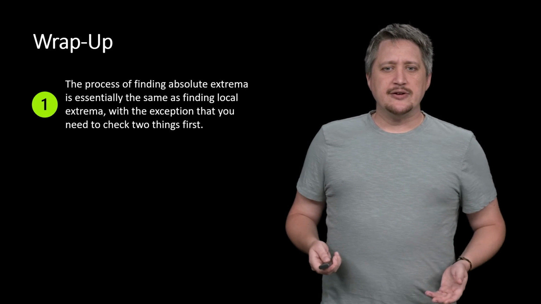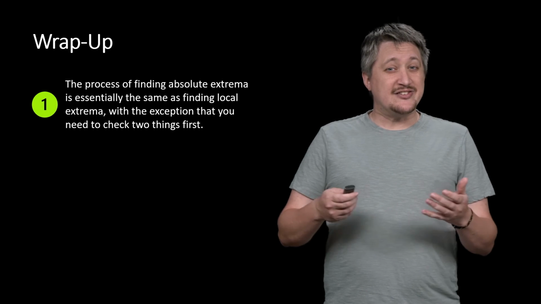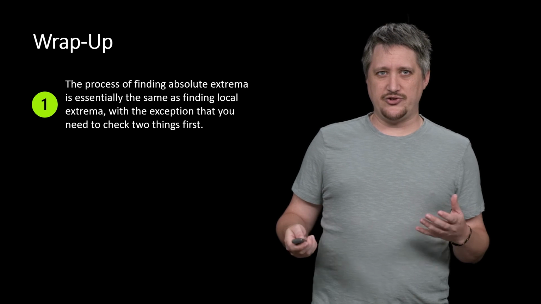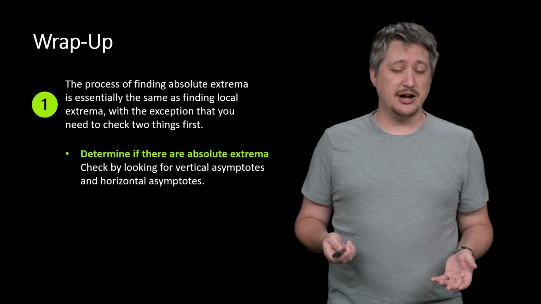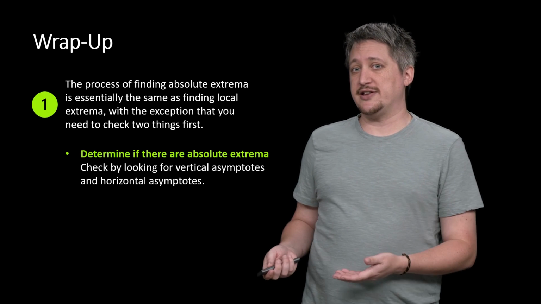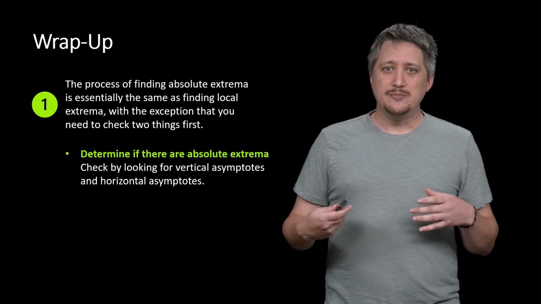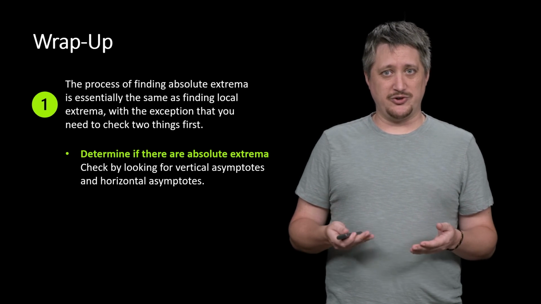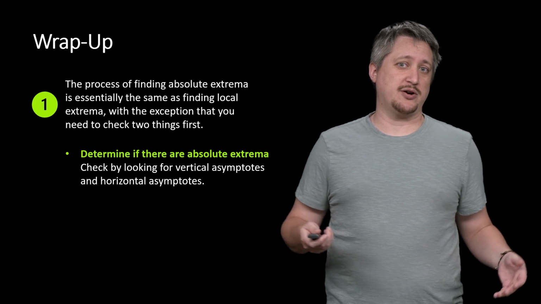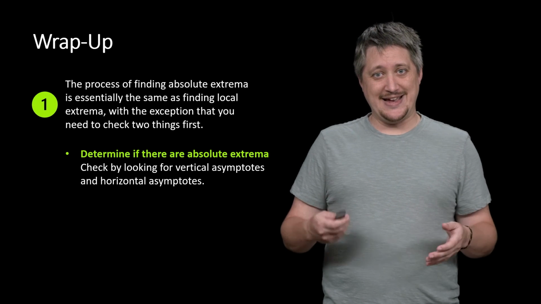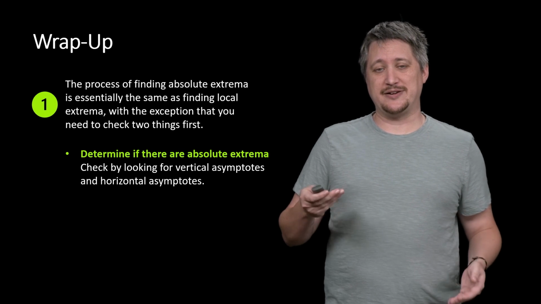All right, so what do we do? The process of finding absolute extrema is essentially the same as finding local extrema, with a couple exceptions, right? So you need to check these two things. First, you have to know if there are absolute extrema, because it's possible there aren't. This is typically done by looking for the vertical asymptotes and the horizontal asymptotes. But really what we're looking for is to see what the range is, or more accurately, whether we're going to positive infinity somewhere and negative infinity somewhere within the domain that we care about, because that would cancel out the max or min, respectively.